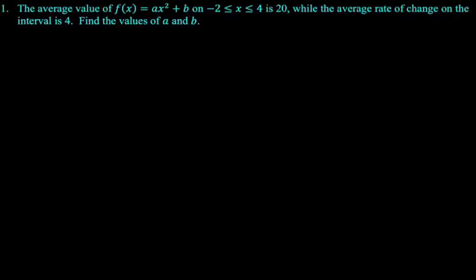Number 1, the average value of f of x equals ax squared plus b on the interval from -2 to 4 is 20, while the average rate of change on the interval is 4. We want to find the values of a and b. Okay, so we're combining those two ideas that are sometimes confused.